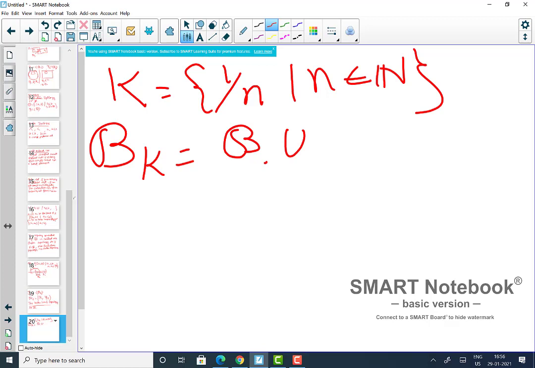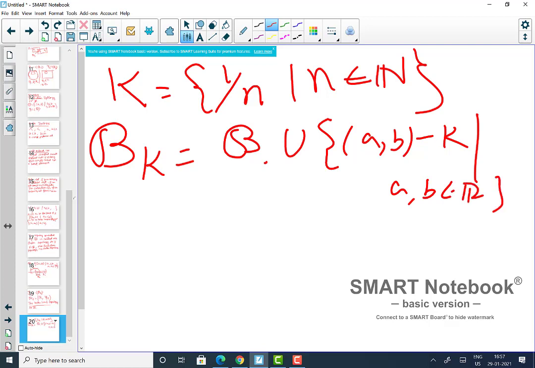Original B means the usual topology, so all the open intervals generate the open sets, and with that I am writing another type of set, AB minus K. What does that mean? That means you choose those intervals minus these reciprocal points, and A, B are elements of R. So what are the open sets?